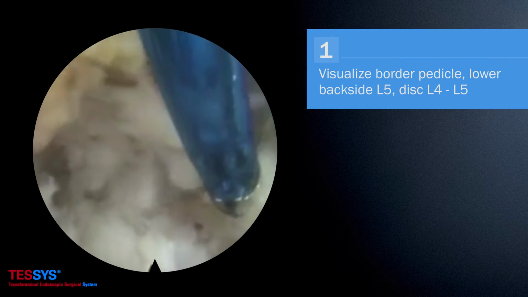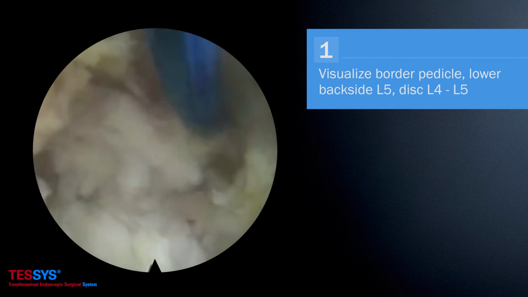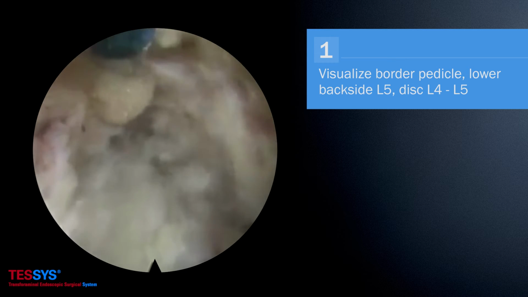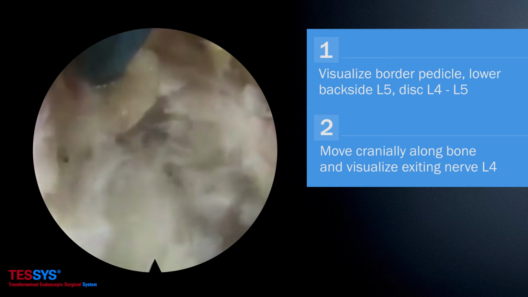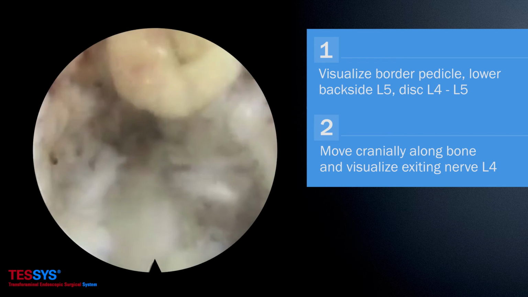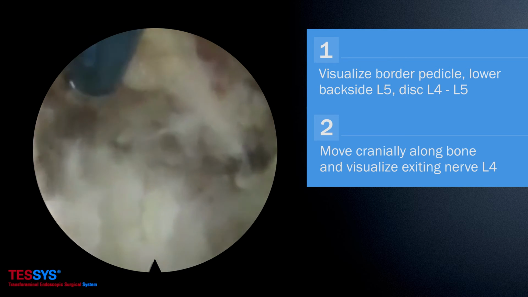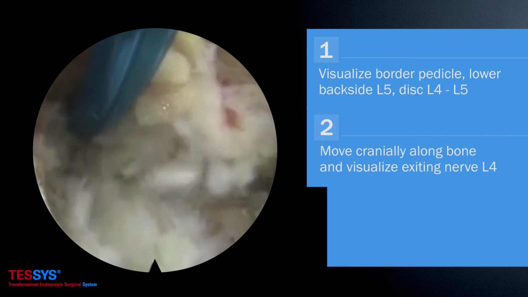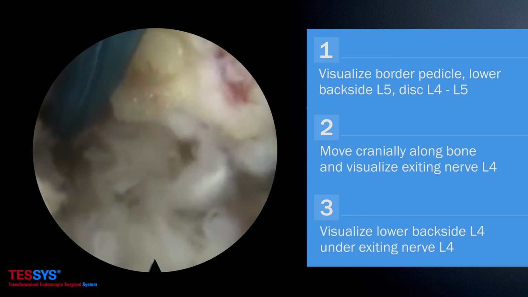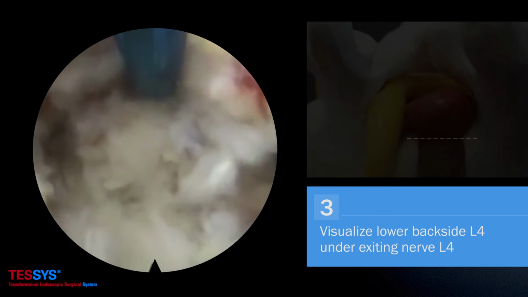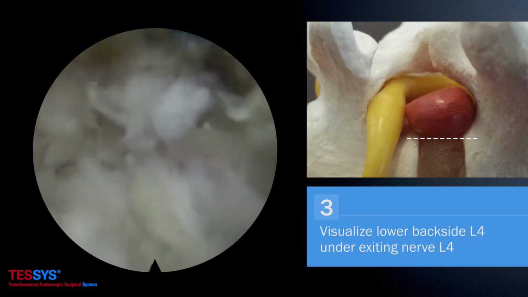Here the pedicle, the exiting nerve root L4 and at 12 o'clock the reamed bone is seen. Rotate the cannula and foraminoscope when moving along the bone cranially to the exiting nerve. In case you lose the position, go back to the disc and find again the pedicle. Visualize the lower backside L4 under the exiting nerve L4. Visualize the connecting line between the vertebral bodies L4 and L5.